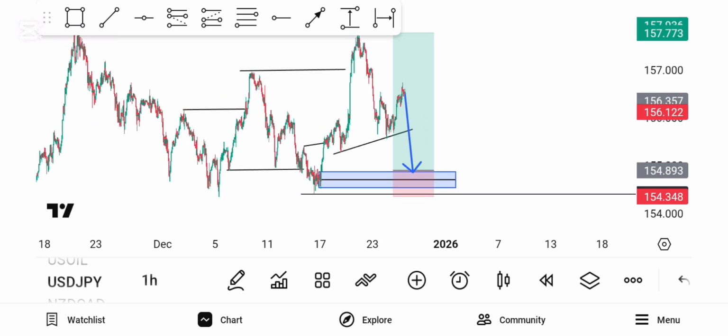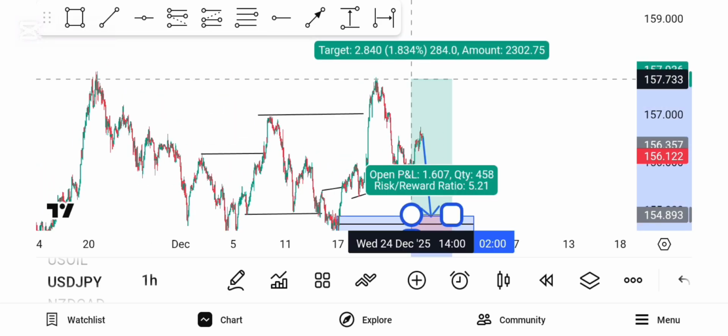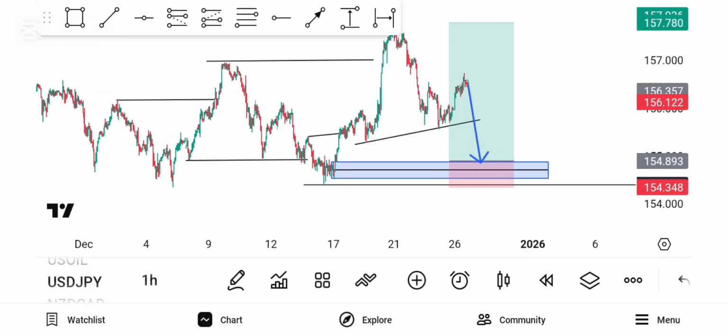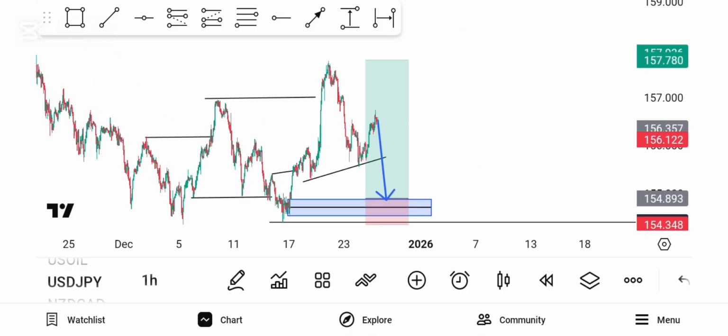So these are my expectations on the USD JPY. Our TP is here. This is the first TP, which should be here because this is the buy side liquidity. We're expecting it to go out. So that's how it actually works. We're waiting for it to come and play out, then we trigger.